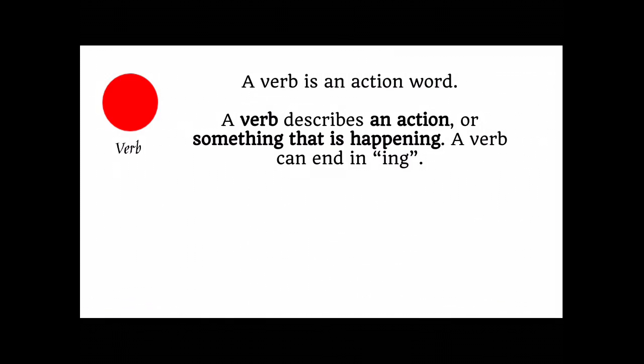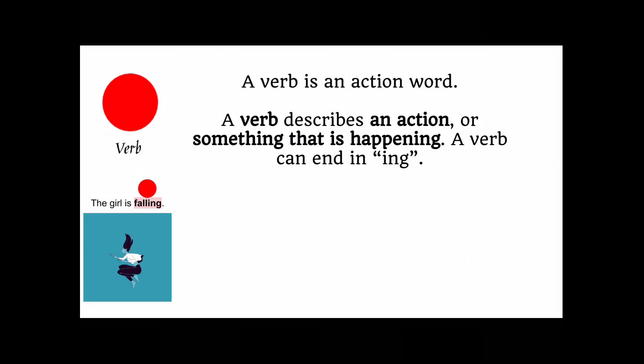Next, we'll look at a verb. A red circle. You might think about it like a bouncing ball. Bouncing is a verb. That's an action word. Verbs are all action words. A verb describes something that's happening and usually can end in ing. Let's look at some verbs. Falling is a verb. It's an action. It's something that happens. You fall. It can end with ing. If it can end with ing, it's probably a verb.